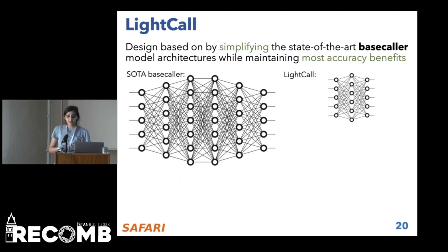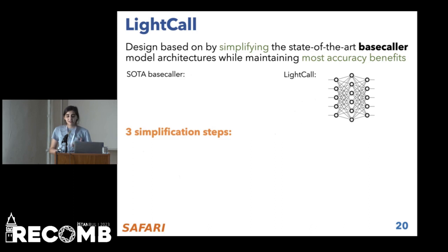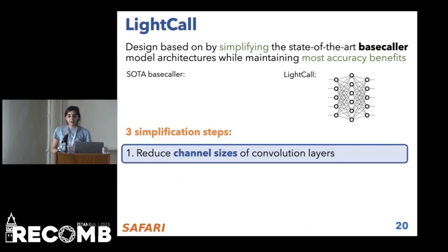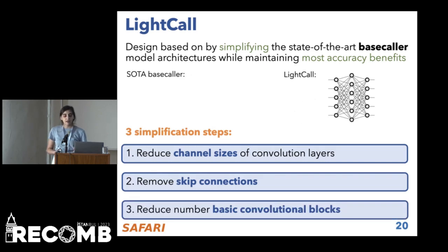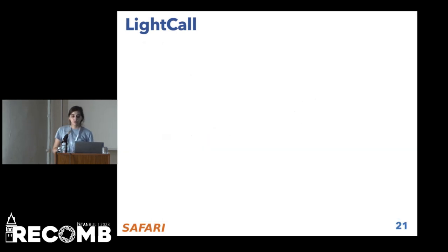And we perform this simplification in a way that we increase the performance of basecalling significantly, but we still maintain most, if not all, of the basecalling accuracy benefits of the complex neural network architectures of the state-of-the-art basecallers. And we have a three-step approach for doing this. First, we reduce the channel size of convolution layers, then we remove the skip connections, and finally, we reduce the number of basic convolutional blocks.